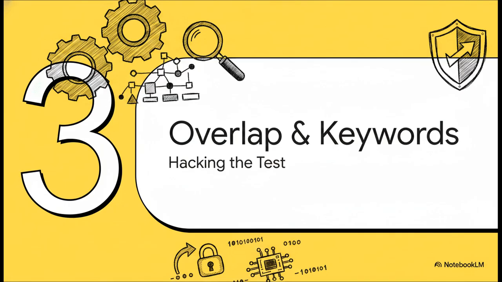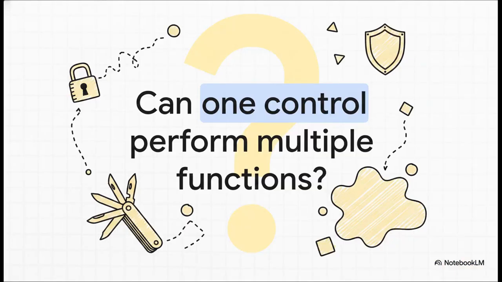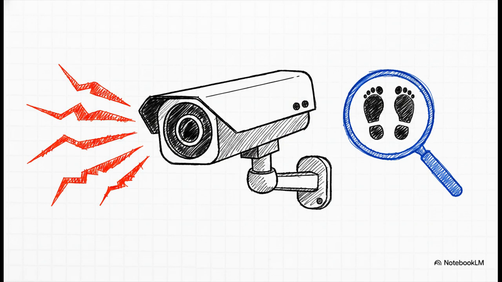All right, Section 3, Overlap and Exam Keywords. This is where we learn how to hack the test. Here's a question I want you to ask yourself while you study. Are these control types mutually exclusive? Like, can one single tool do multiple jobs, or does a control in the real world perfectly fit into just one neat little box? Well, the answer is that context absolutely matters.